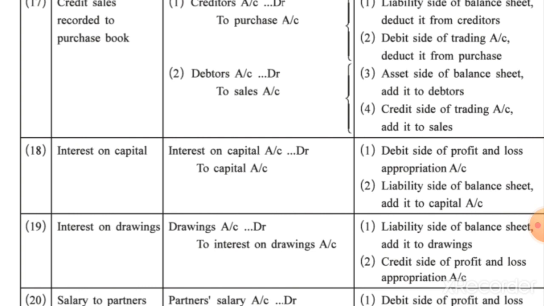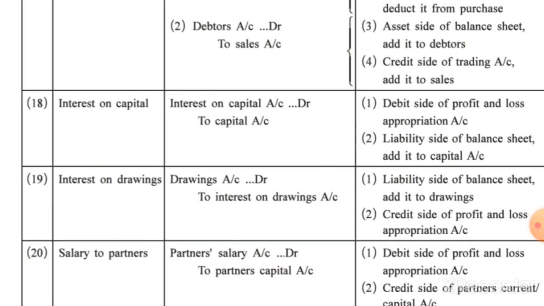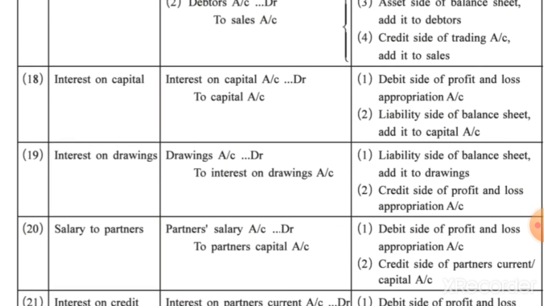So make it clear, interest on capital and interest on drawings effect you will be giving on the P&L appropriation account, not in P&L account. Okay. Next one, that is salary to partners, that also will be giving effect in the P&L appropriation account only. So salary is one kind of expense for the firm because that is to be paid to the concerned partner. So partner salary account debit to partner's capital account credit. So one effect that would be debit side of P&L appropriation account, and the second effect, because that partner will be gaining that salary, so his capital account or current account, that will be credited by that much amount. Okay, so second effect, that would be credit side of partner's current or capital account.